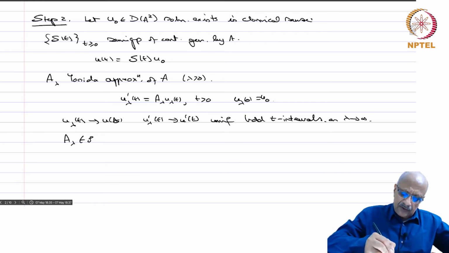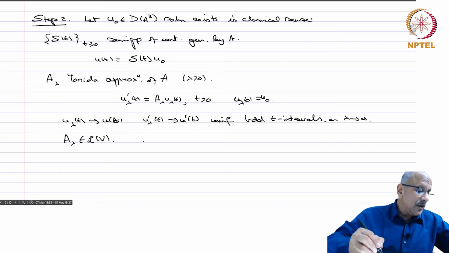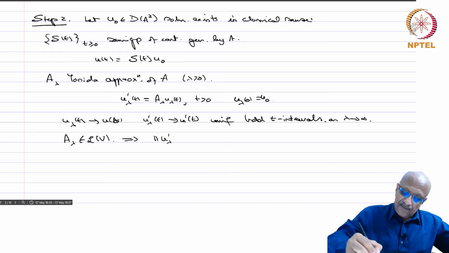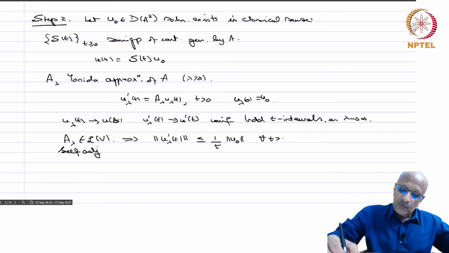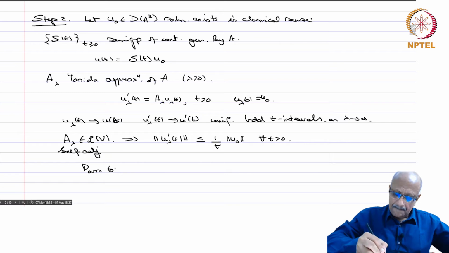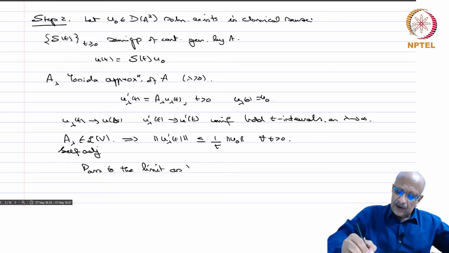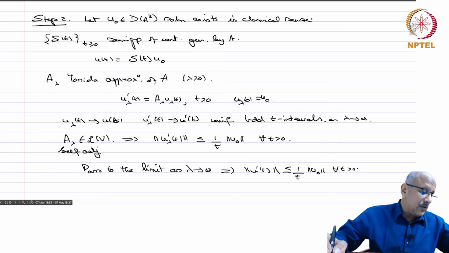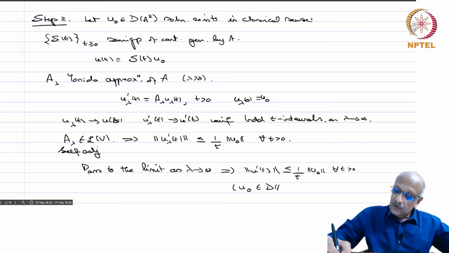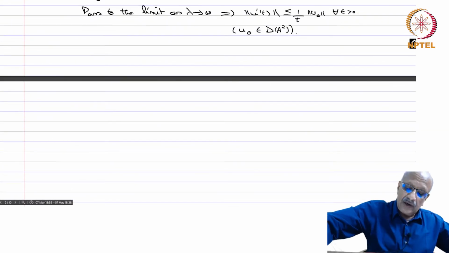Now, A_lambda belongs to L(V), it is a bounded linear operator, and this is self-adjoint. Therefore we can apply the proposition which I proved last in the previous lecture, so this implies that the norm of u_lambda'(t) is less than or equal to 1/t norm u0 for all t positive. This we proved last time. So we pass to the limit as lambda tends to infinity, and you get norm u'(t) is less than or equal to 1/t norm u0 for all t positive. Okay, so this is, of course, assuming u0 is in D(A squared). So now we have to do a density argument. Step 3.